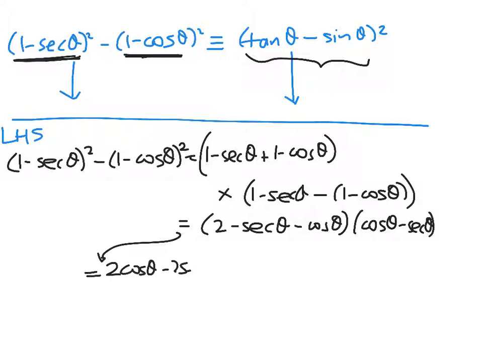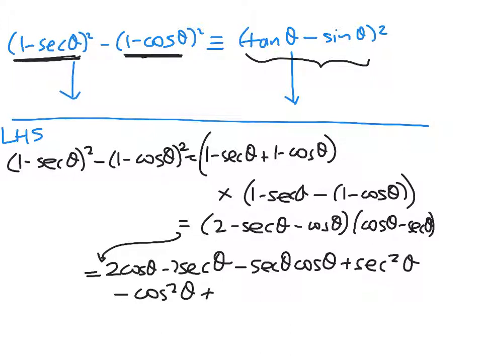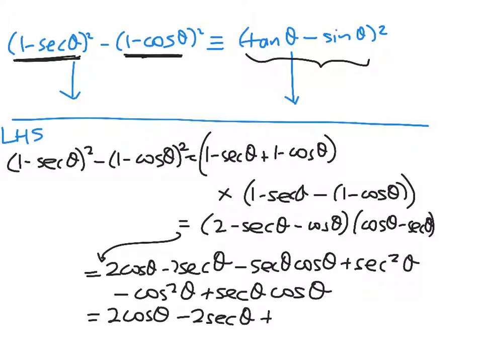So we're just going to expand this out. So 2 cos theta minus 2 sec theta minus sec theta cos theta plus sec squared theta minus cos squared theta plus sec theta cos theta. And you can see that some of this is going to knock itself out, so we'll clean it up down here. We get 2 cos theta minus 2 sec theta plus sec squared theta minus cos squared theta.